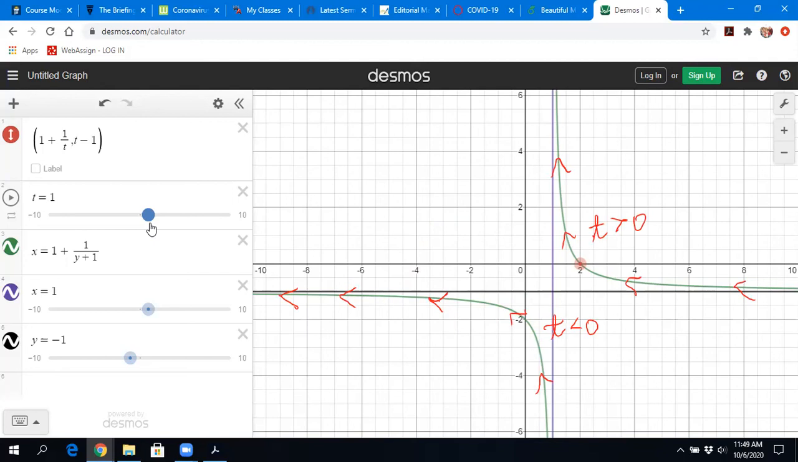All right, we're going to be working exclusively with parametrizations for the coming lectures and doing calculus with some of these parametrizations. Okay? That's it.